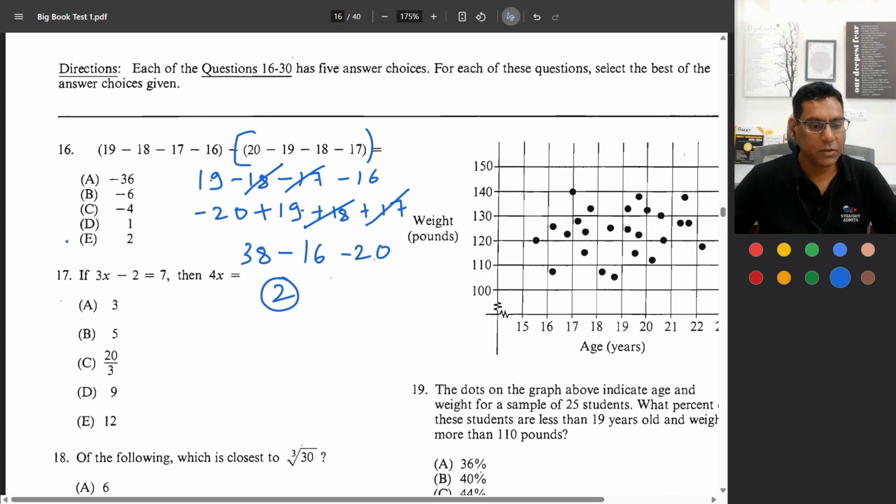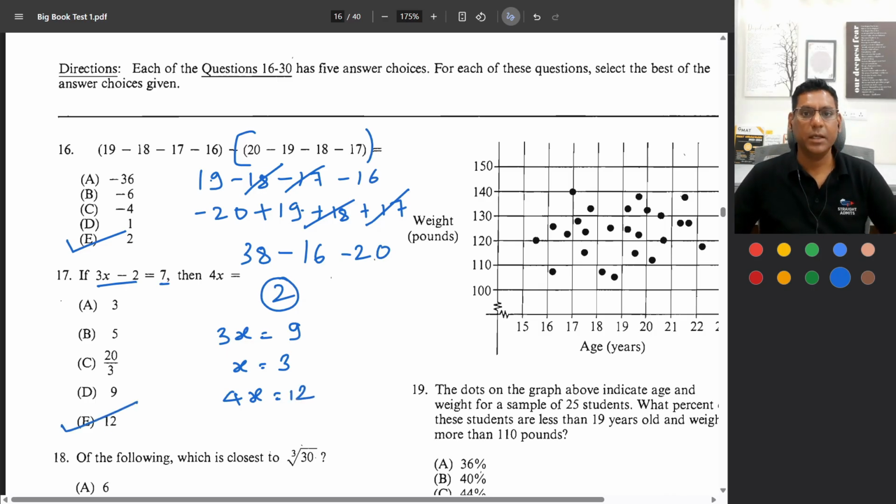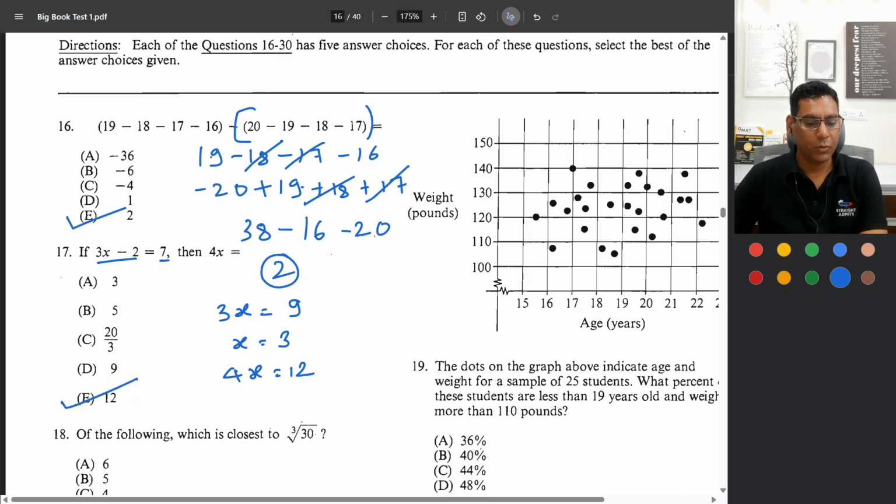Correct? The answer is going to be 2. Answer is E. Okay, question 17. If 3x minus 2 is equal to 7, then 4x is what? 3x minus 2 is 7. So that means 3x is equal to 7 plus 2, that's 9. That means x is equal to 3. So 4x is equal to 12. Answer E. Okay, let's move on.